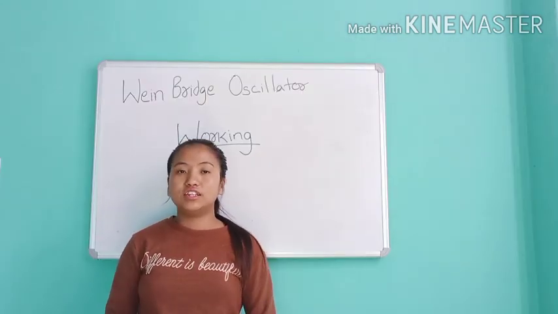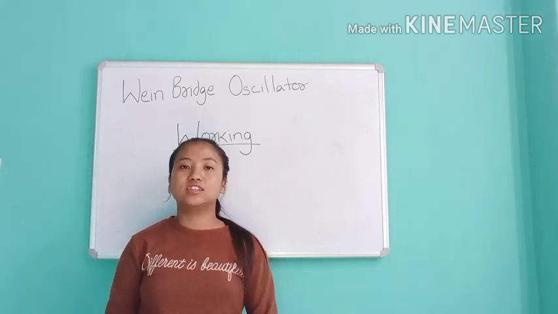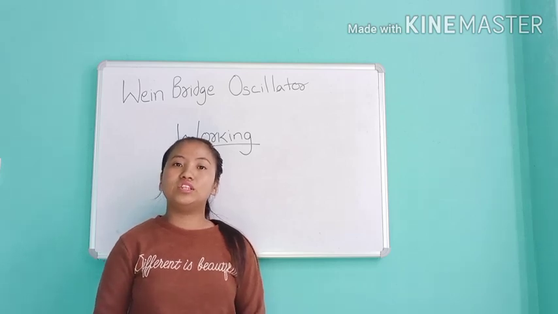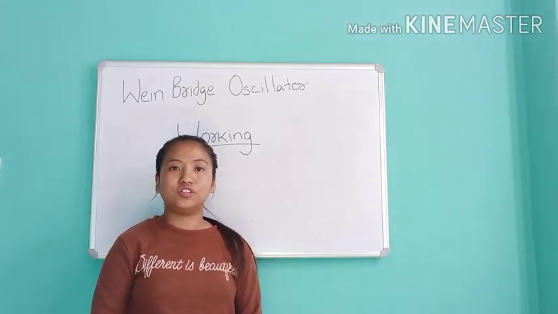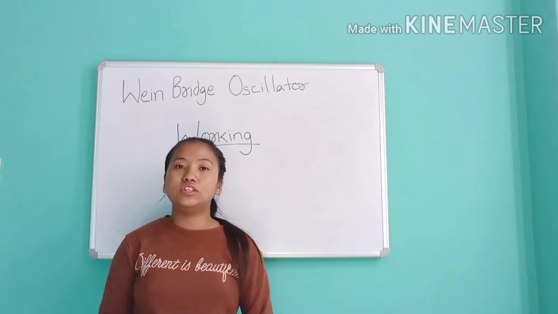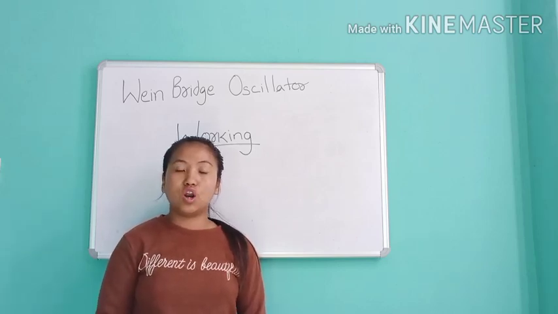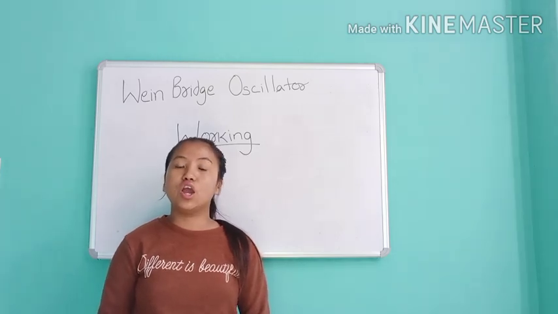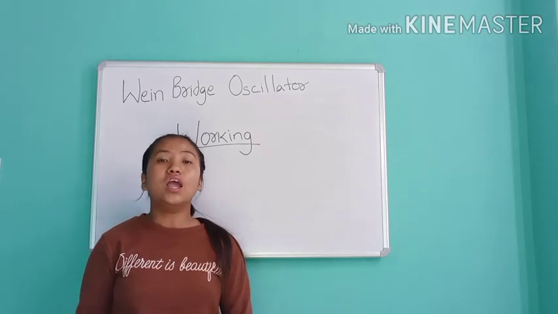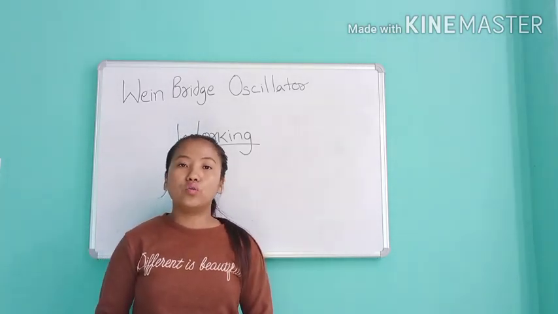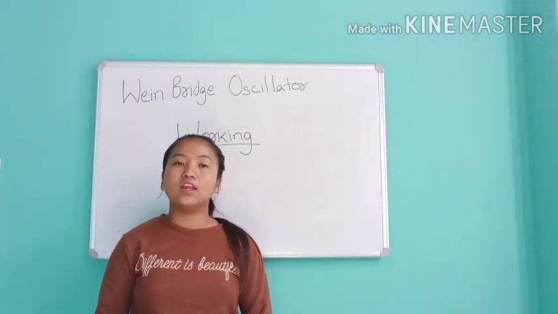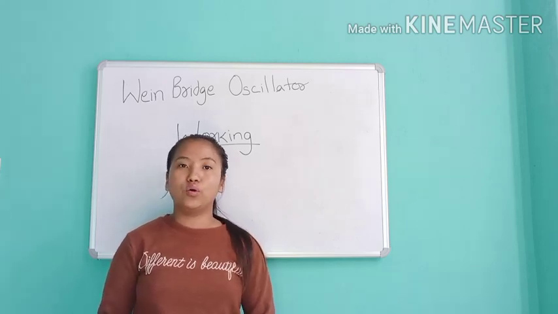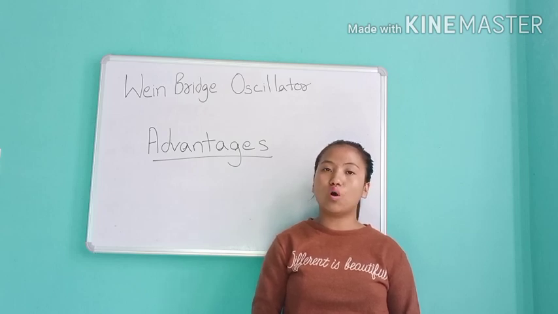Working: the oscillator is designed simply, its size is compact and it has a stable frequency output. The maximum frequency output is 1 megahertz. The total phase shift of the oscillator is 360 degree or 0 degree. It is used to find unknown values of the component, and in most of the cases it is used in audio.